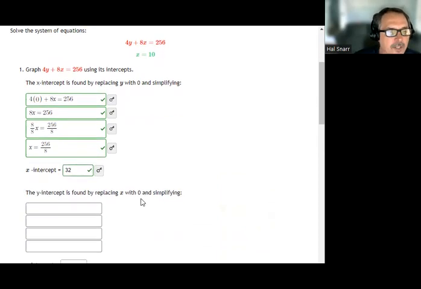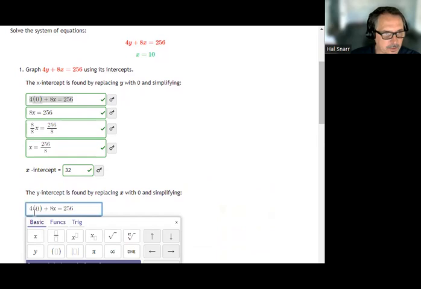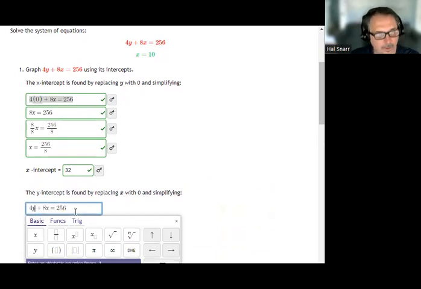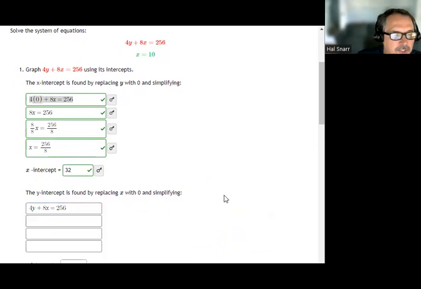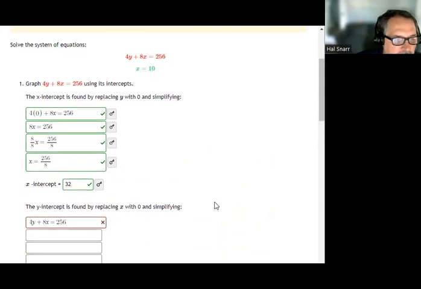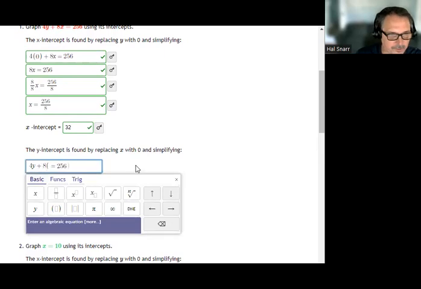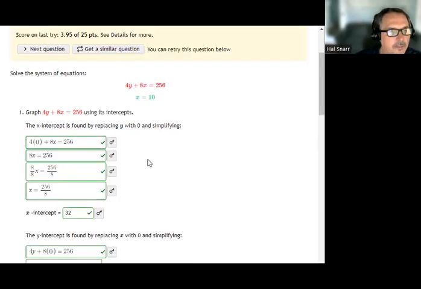Okay. Now we want to find the y-intercept of that same equation 1, the red equation. So again, I'm going to copy this and reset it to what it was originally, 4y plus 8x equals 256. Now, if I hit enter, as I will do in class, I'll ask the student, why is that incorrect? And the student will say, well, the y-intercept is found by replacing x with 0. So I'm going to take out the x, put in a parenthesis, and then enter 0 inside the parentheses. And I hit enter, it marks it as correct.